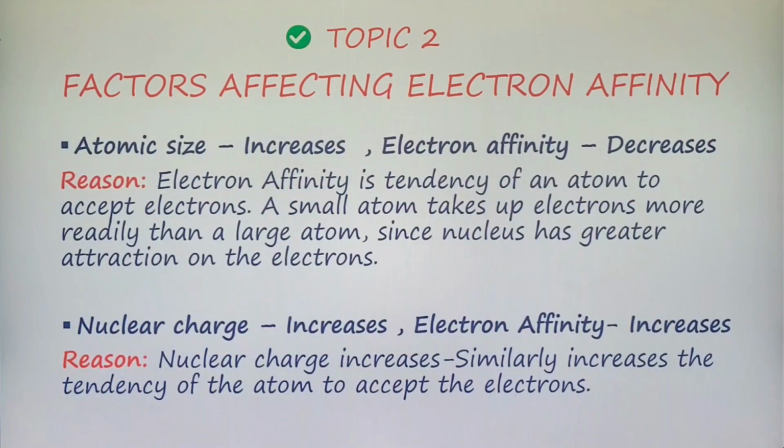There are two things on which electron affinity or electron attraction depends. What is the first factor, children? The first factor is atomic size. And the second factor, as we discuss it always, is nuclear charge. So the two factors affecting electron affinity are atomic size, that is the size of the atom, and nuclear charge, or how powerful the nucleus is.